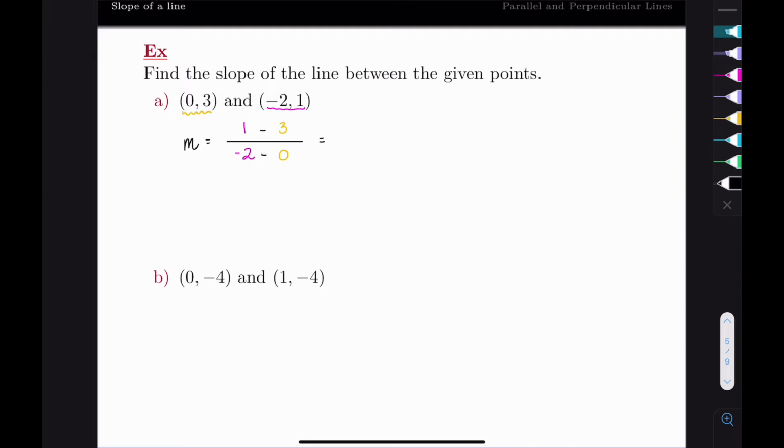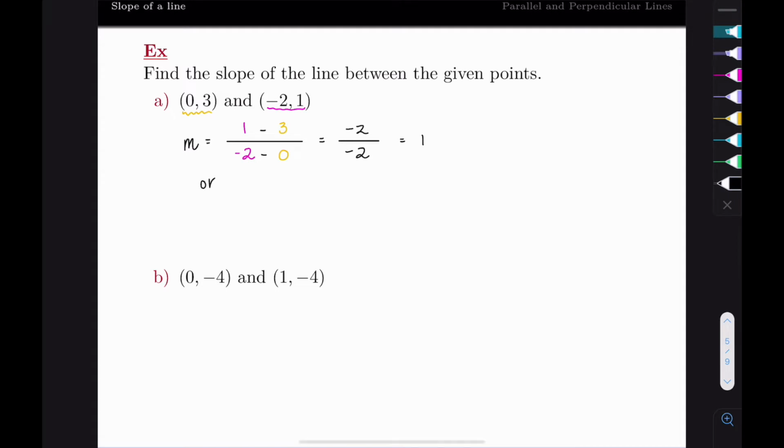In the numerator, we end up with 1 minus 3, which is -2. In the denominator, -2 minus 0 is -2. -2 over -2 turns into a positive 1. So our slope is 1.